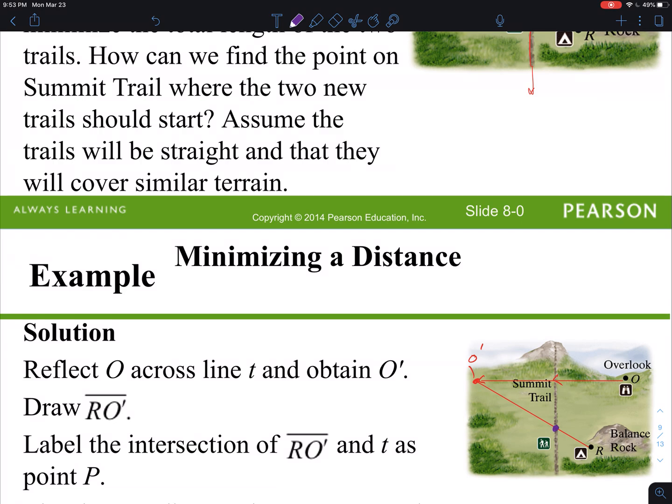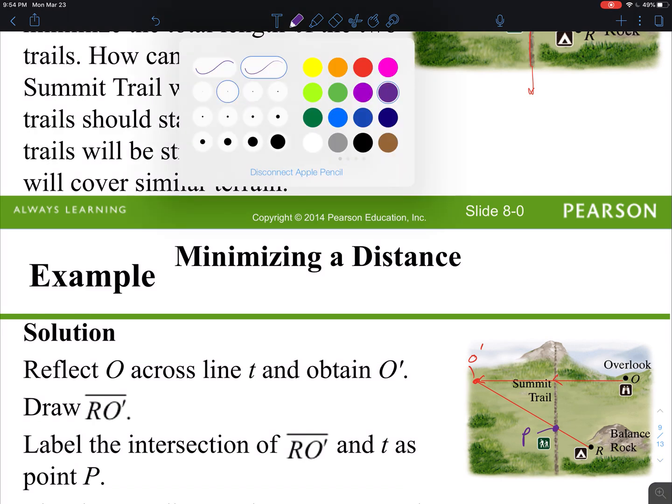Now that we have that part, that's going to be the shortest distance, and I'll call that, for what did they say? They call it point P. So I'll call it point P. I'm not drawing line T in here just because I want to make it look a little bit nicer, and you'll see the whole picture drawn out in a moment anyway.